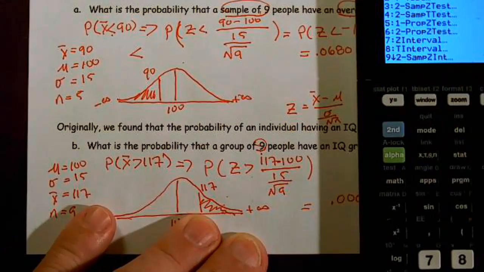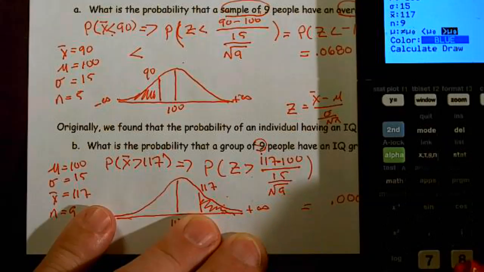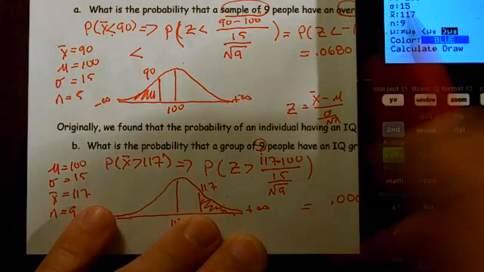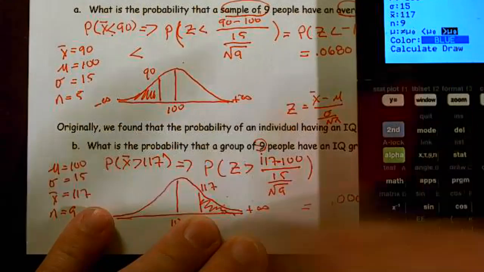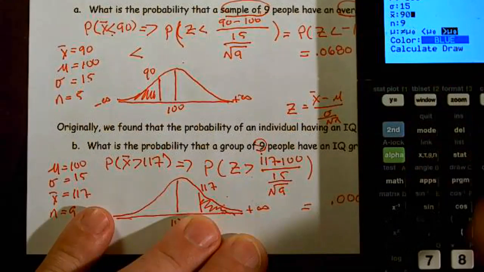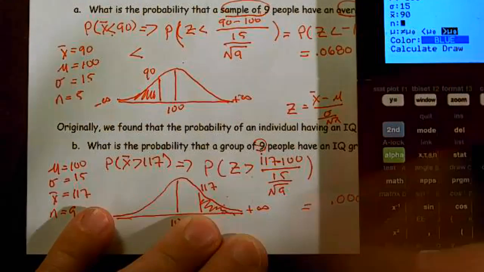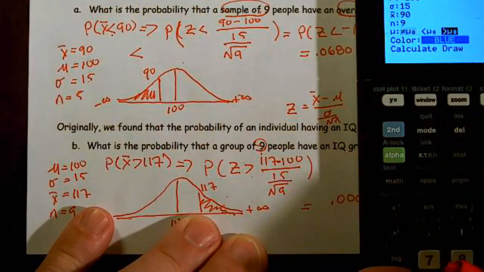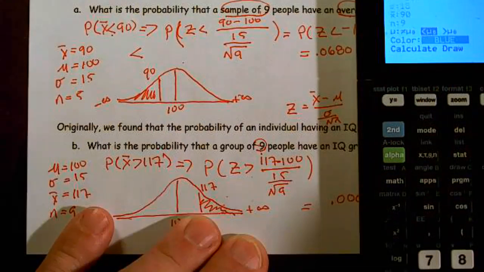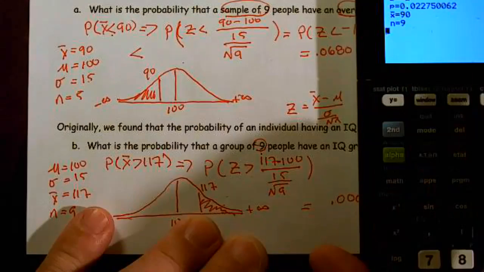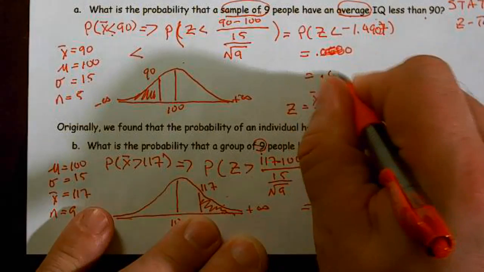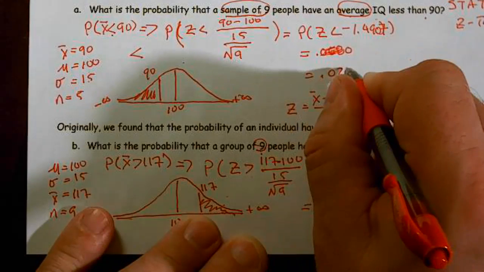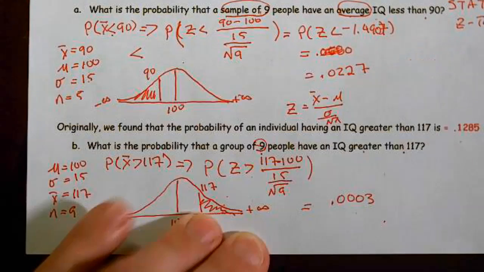So stat, test, z-test, press enter. 100 for my mean, standard deviation of 15. X bar needs to be 90. My sample should be size 9, and I need to make sure I have that highlighted as a less than because we shaded that way. And I end up getting 0.0227. All right, so this was calculated incorrectly. I ended up typing in the wrong number there. So this is 0.0227, and I apologize for that.